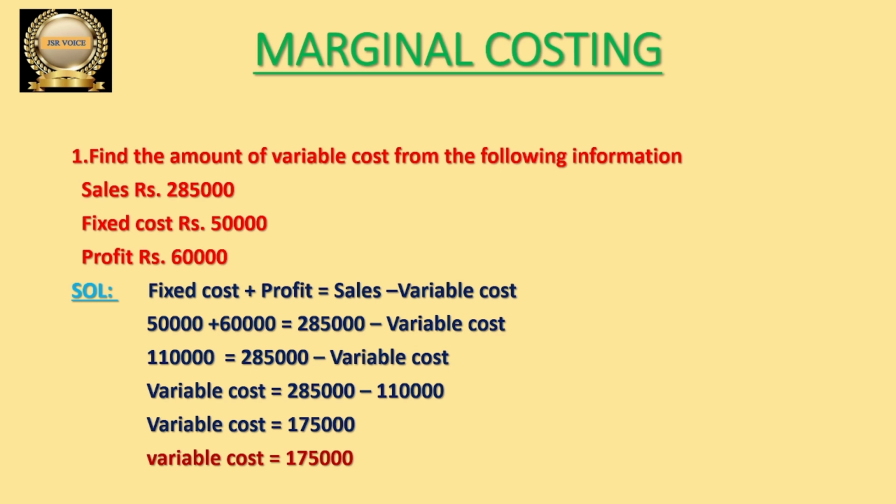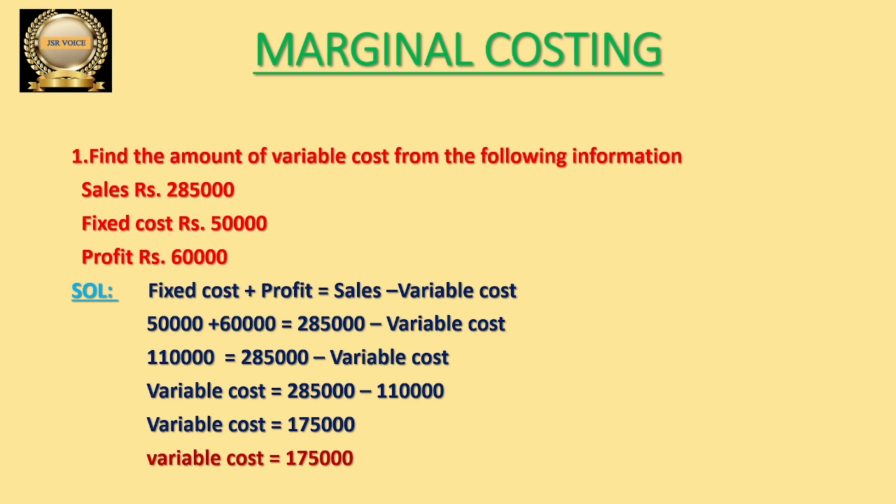And immediately we have to remember one formula. That is the marginal costing equation. I have given it in the solution, you can see that. Marginal costing equation is fixed cost plus profit is equal to sales minus variable cost. This is the formula for marginal costing. So here four items are there: fixed cost, profit, sales and variable cost. If three items' values are there in the question, then easily we can find out the other value.